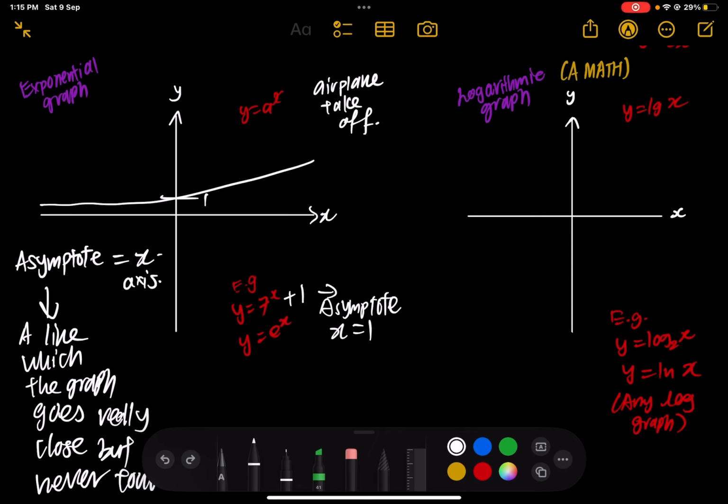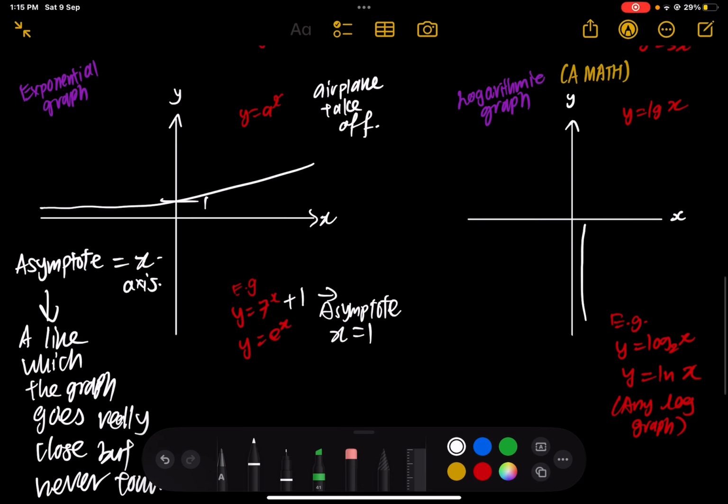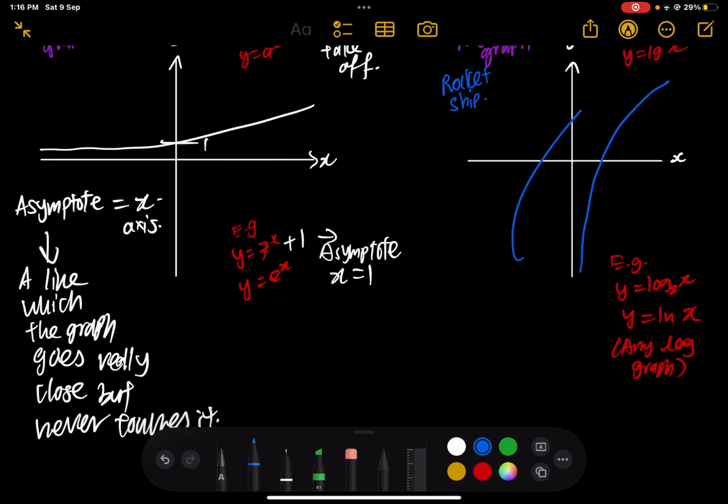Next is the logarithm graph. So the logarithm graph is always a rocket shape outwards. Rocket shape, should be like that. Like that. Okay, so it may cut like that, then you must find whatever. Alright, so if it's a negative logarithm, if it's a negative graph, it's the other side. Okay?